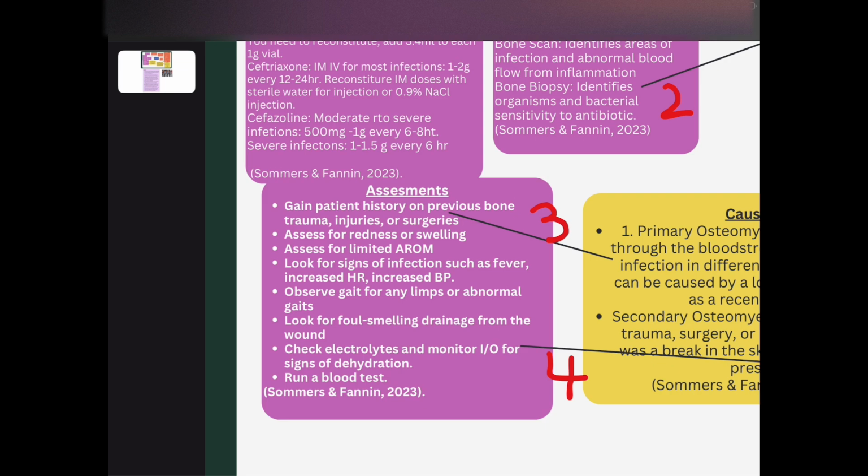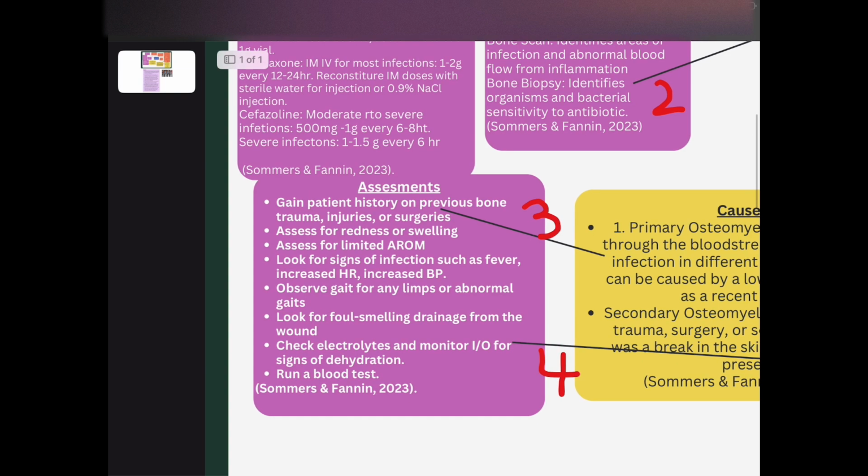A lot of times when there's a high heart rate, it shows that a patient is in pain, as well as an increased BP. We want to gain patient history on previous bone traumas, injuries, or surgeries. Like we said earlier, those are two big causes of osteomyelitis: surgeries, cuts in the foot, any type of trauma.